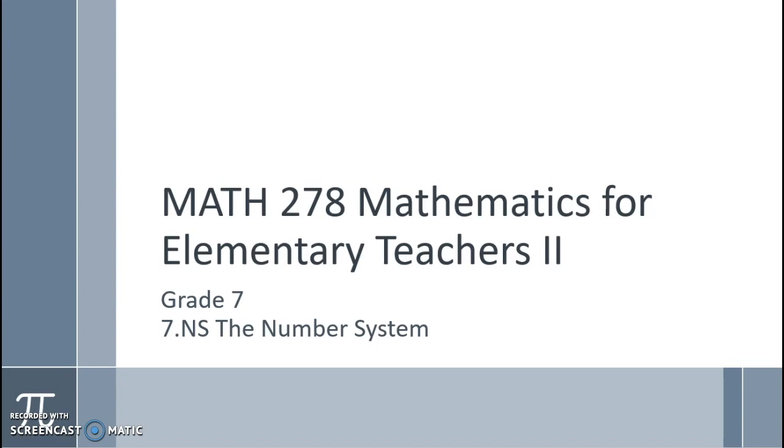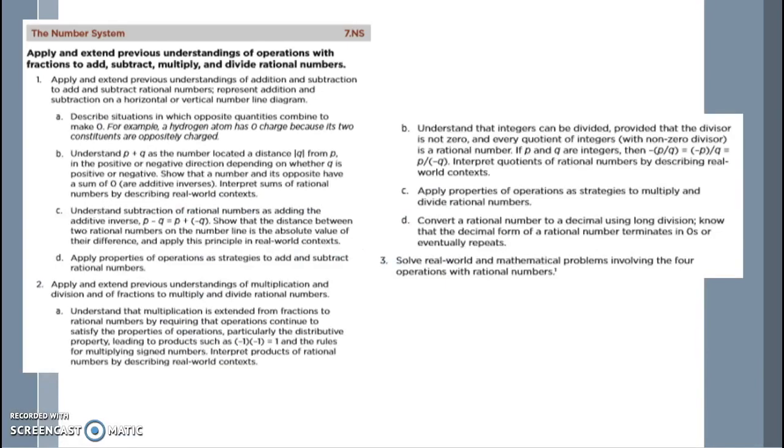Focusing particularly on the number system. We in 6th grade talked about negative numbers, but just more frequently how to place them on the number line. We're now actually going to work with them by adding, subtracting, multiplying, and dividing. There's two main ways that we're going to add and subtract, multiply, and divide them.